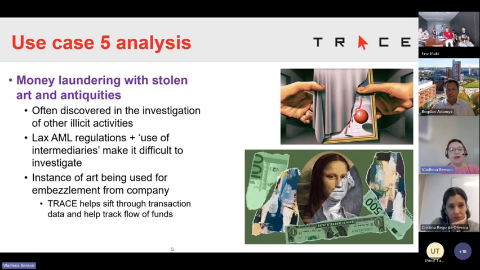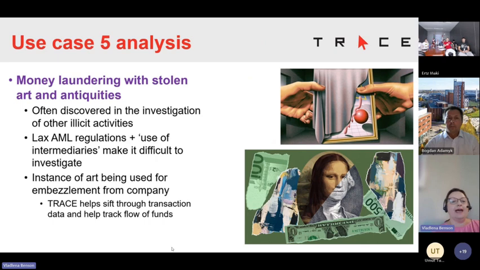And finally, we are down to the last two use cases. One of them is money laundering with stolen art and antiques. It is interesting that this area has developed further over the last few years, so it's just an indicator that Trace is quite future-proof, and looked at something that has come on the law enforcement radar quite recently.